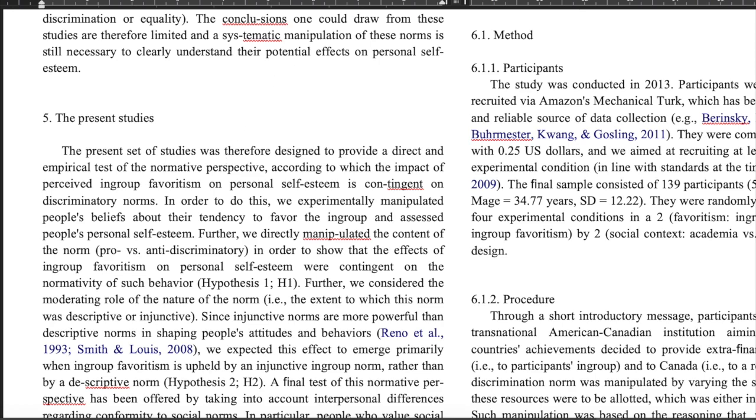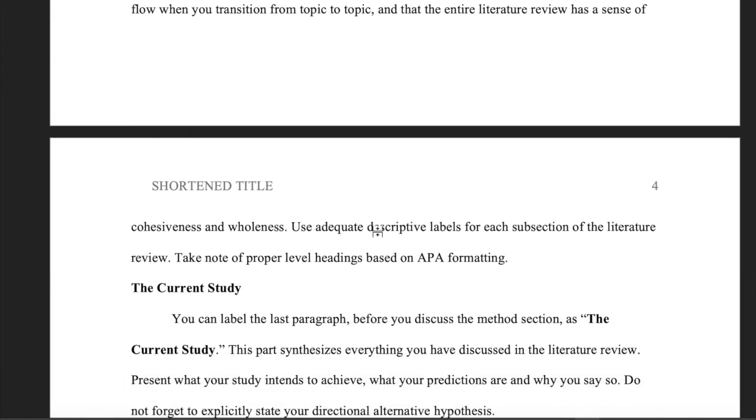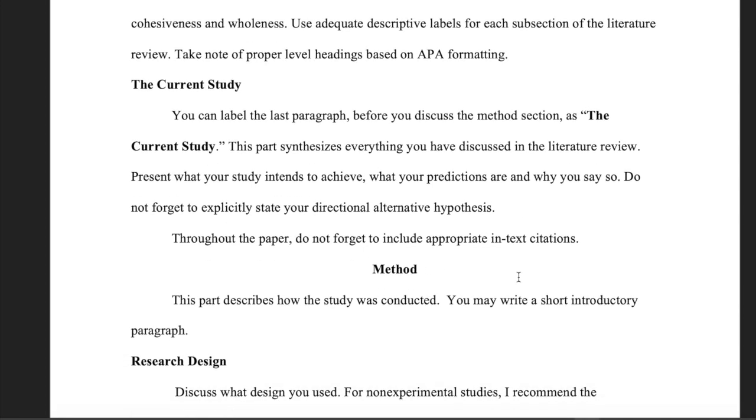So that is the narrative, that is their storyline. So your literature review can conclude with this section, which is the current study. The current study synthesizes everything that you have discussed, and in the current study, that's where essentially we present the objective of our study, what our predictions are, and our arguments and justification for our prediction.